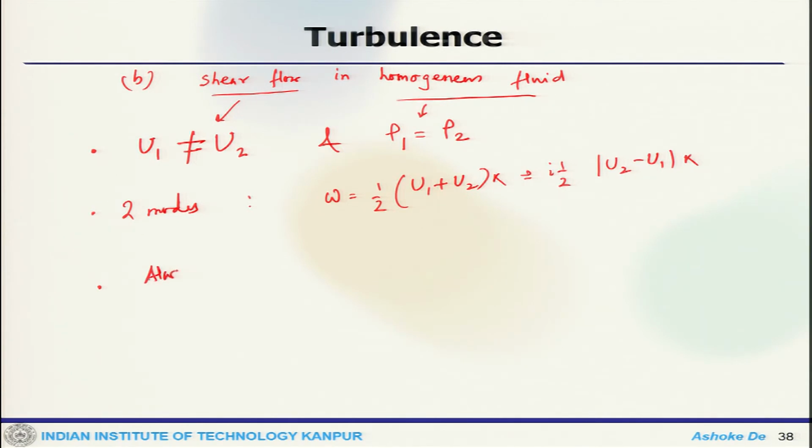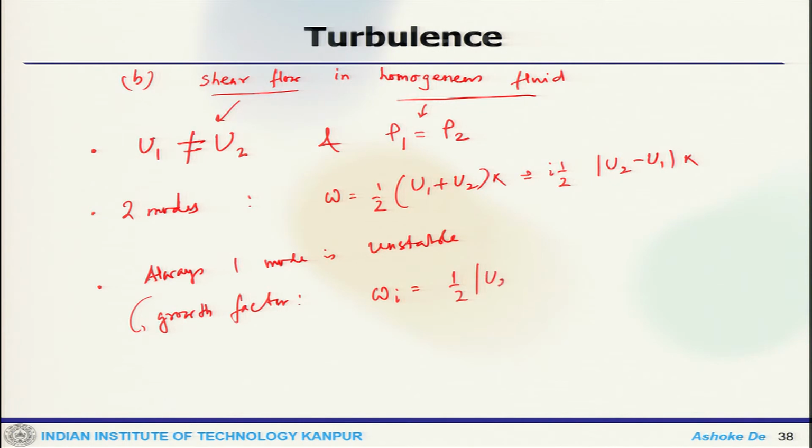So, always one mode is unstable and the growth factor would be omega i equals to half of (u2 minus u1) into k. So, that is my growth factor. So, one mode would be stable and another mode would be always unstable with growth factor to be like this.